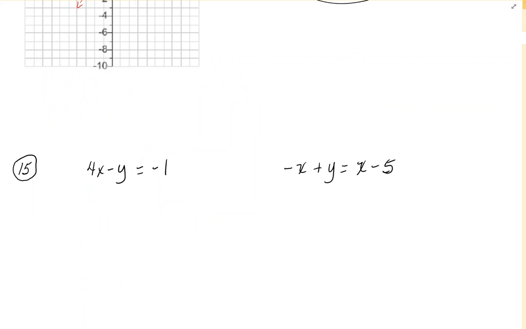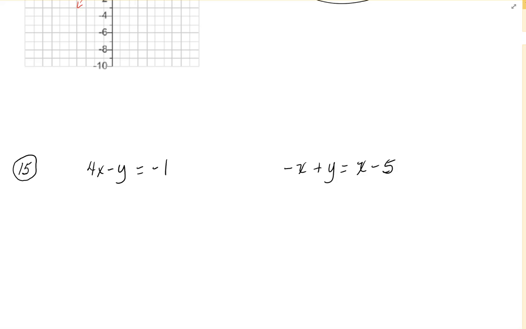All right, I'm skipping over number 13 because hopefully you could do that one. They are in slope-intercept form. The second equation has a y-intercept at 0, so watch out for that.